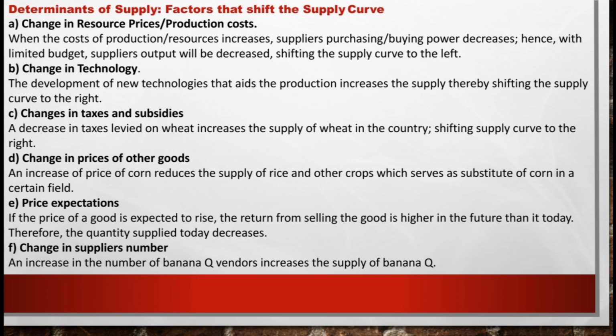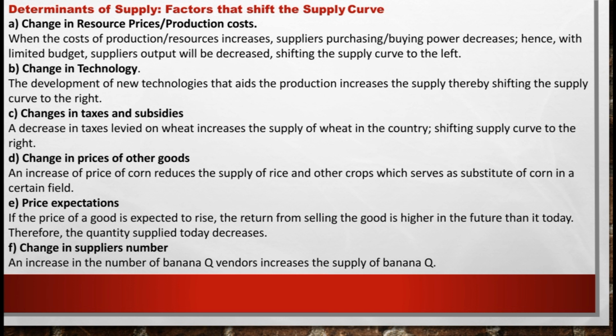We have letter A, change in resource prices or production cost. When the cost of production resources increases, suppliers' purchasing power decreases. Hence, with a limited budget, supplier output will decrease, shifting the supply curve to the left. We have letter B, change in technology. The development of new technologies that aids production increases the supply, thereby shifting the supply curve to the right.